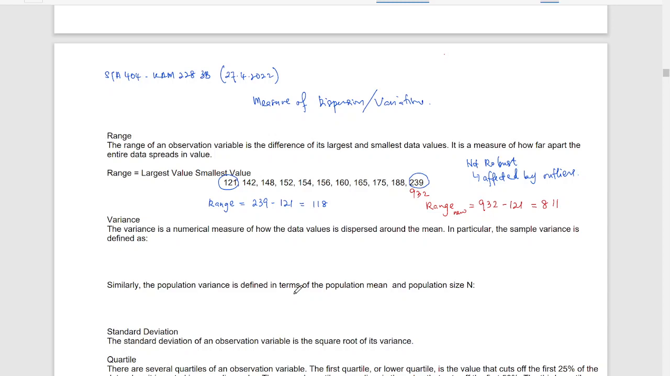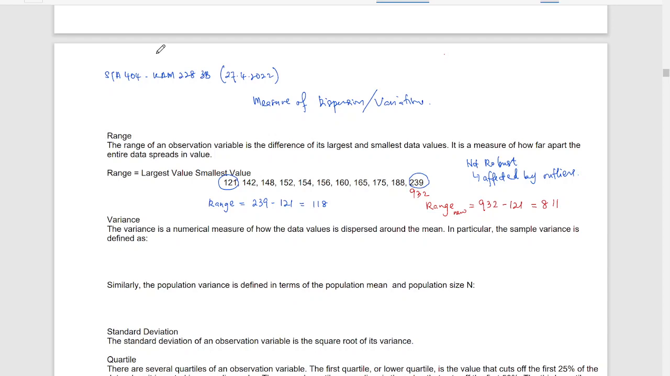Okay, so inilah yang berlaku sekiranya kita ada satu nilai yang terlampau besar atau terlampau kecil. Kita tak dapat gambaran yang sebenar berkenaan dengan situasi dalam data tersebut, kerana nilai range ni akan dipengaruhi oleh nilai yang besar ataupun nilai yang kecil.